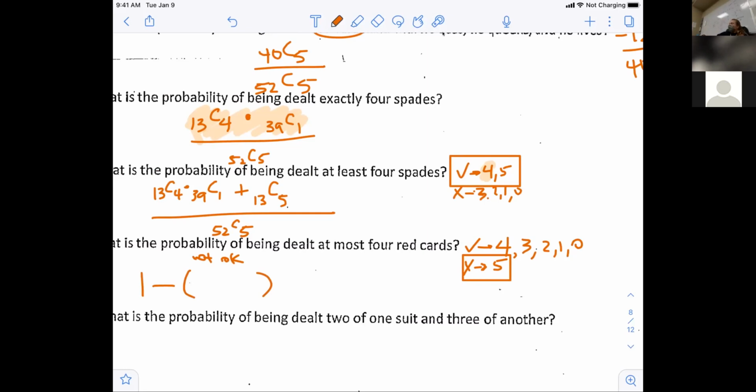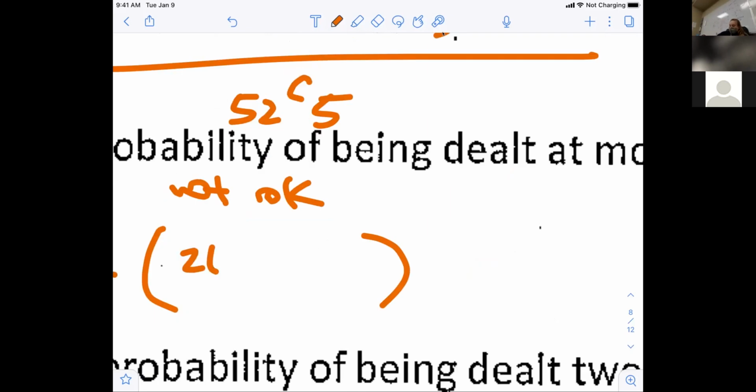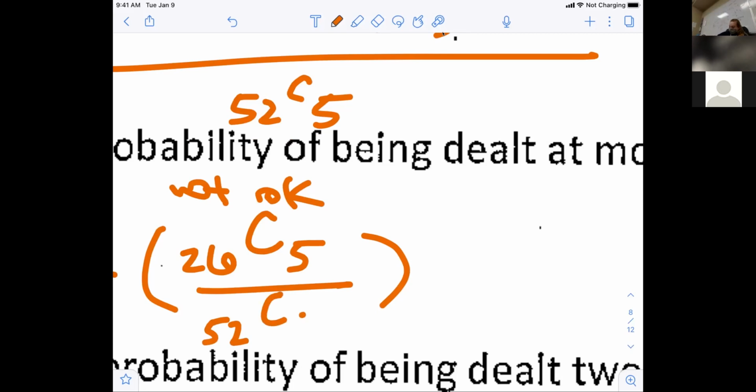So what's the probability that we're going to get 5 red cards? How many red cards are there? 26? And how many do I want? I mean, I guess maybe how many do I not want? 5, right? And what's not okay is 5 red cards. So 26 choose 5 is not okay. And we're still doing probability, so we still do the total underneath it.